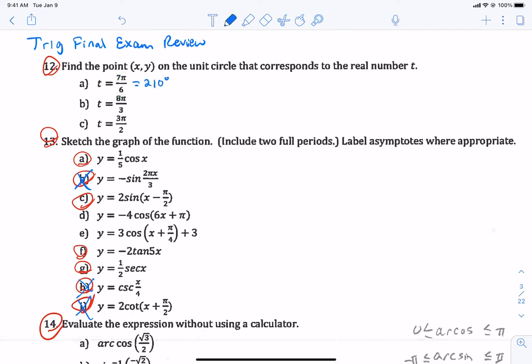The circle at 210, because if you think about the fact that that is just after 180, we end up in the third quadrant. That's going to be negative square root of 3 over 2 and negative 1/2. So the answer they want is right here. They want that point on the unit circle.